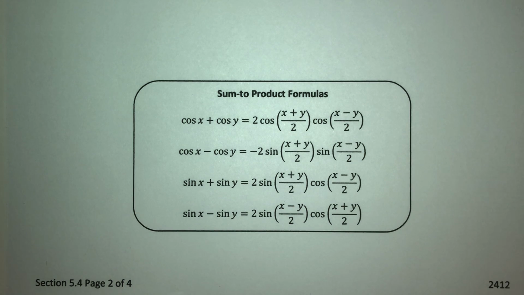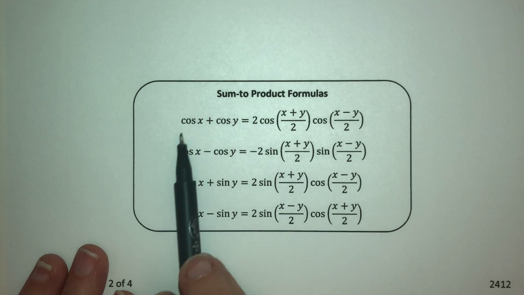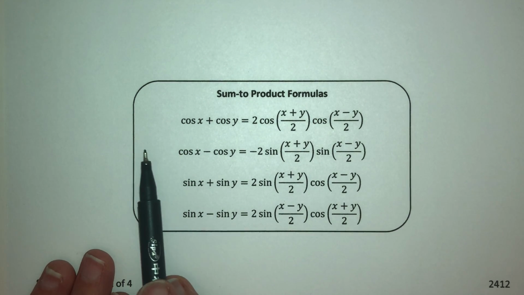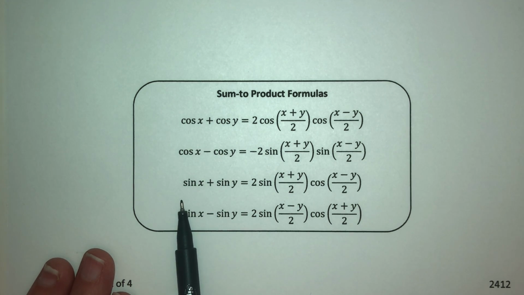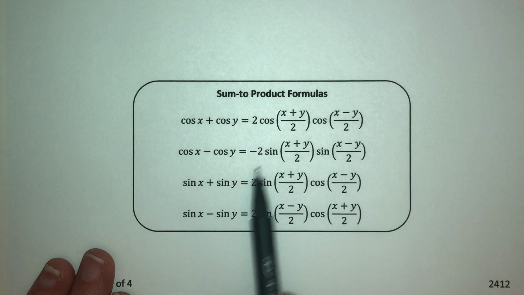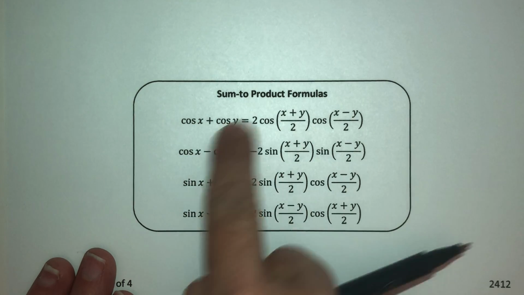This is part 2 of section 5.4. We're now going to talk about our sum to product formulas. So if we have sines and cosines added or subtracted, we can take those and convert them into a multiplication problem using these formulas.